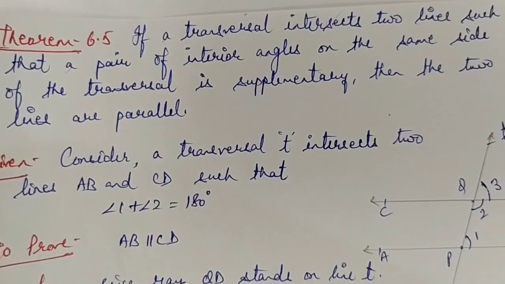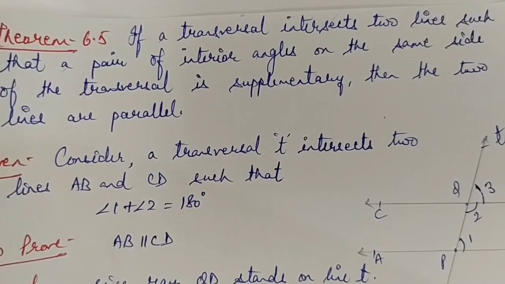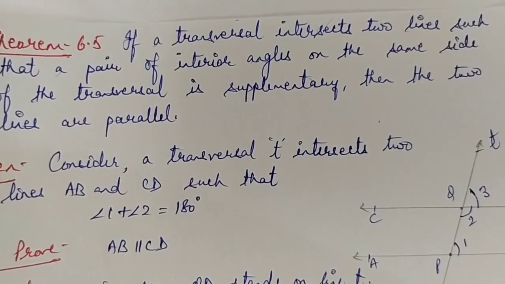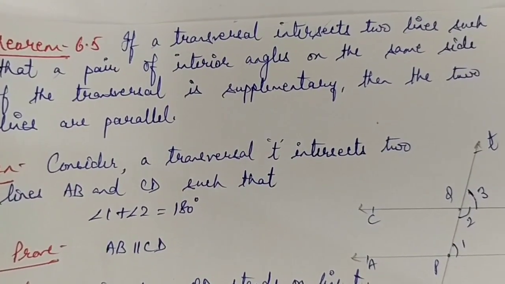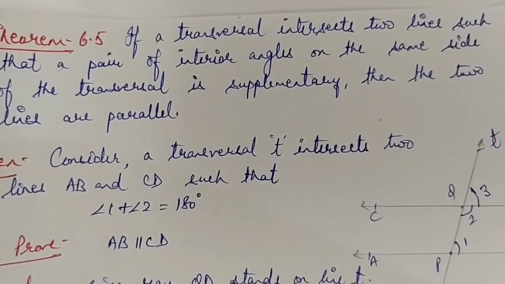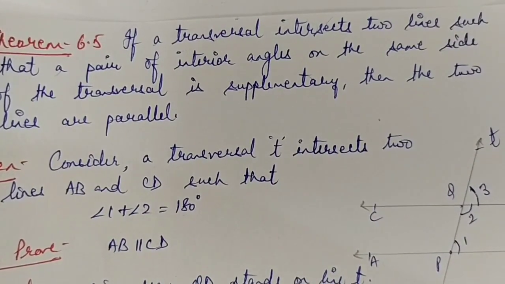Now theorem 6.5 is again a simple theorem, and it is a converse of the theorem 6.4. Okay, जो 6.4 theorem मैंने अभी आपको explain की, ये उसी का converse है. 6.4 theorem में आपको ये कहा था कि आपके पास 2 पैरेलल लाइंस हैं, आपको प्रूव करना था कि को-इंटीरियर एंगल्स इक्वल हैं, ठीक है.